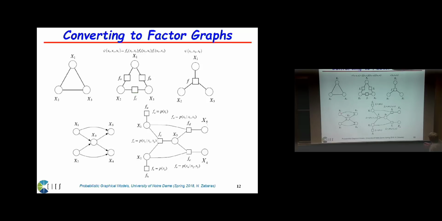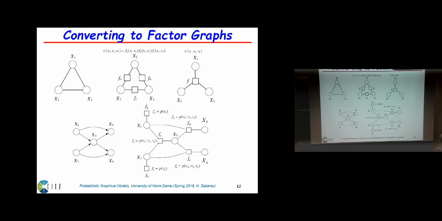x1 has no parents, so we need to have a factor that represents p of x1, okay? x2 has no parents, so we need to have a factor that represents p of x2. Now we have p of x3 given x1 and x2. So that's this factor, so it connects x1 and x2. You see that? It needs to connect basically x1, x2, and x3, all right?